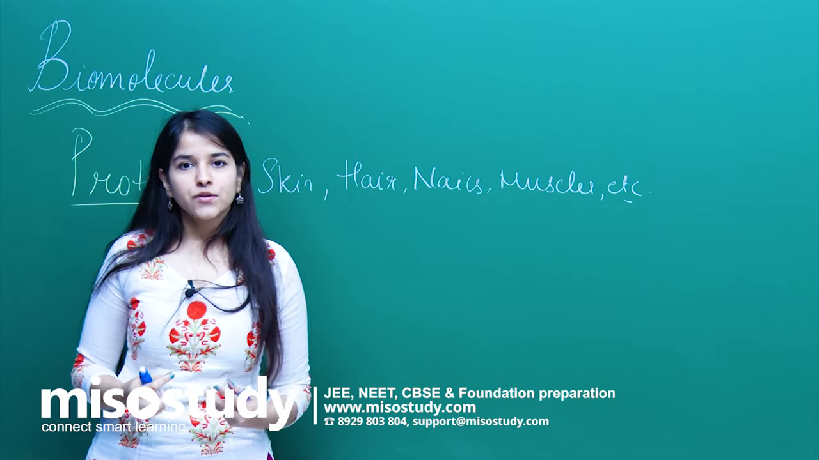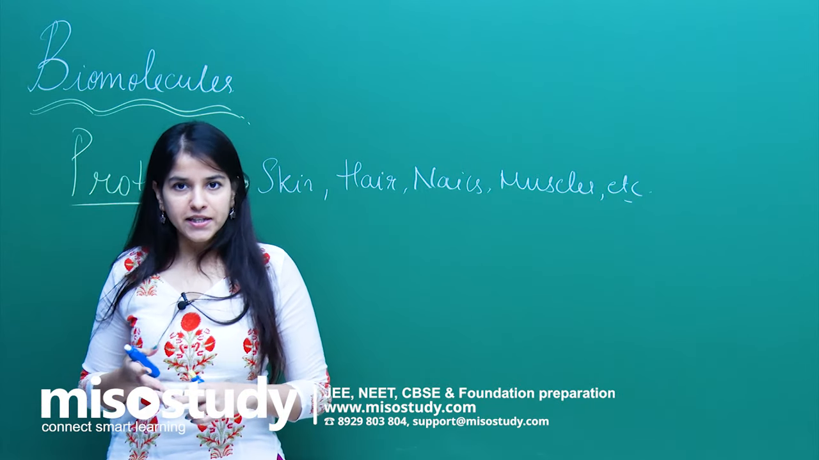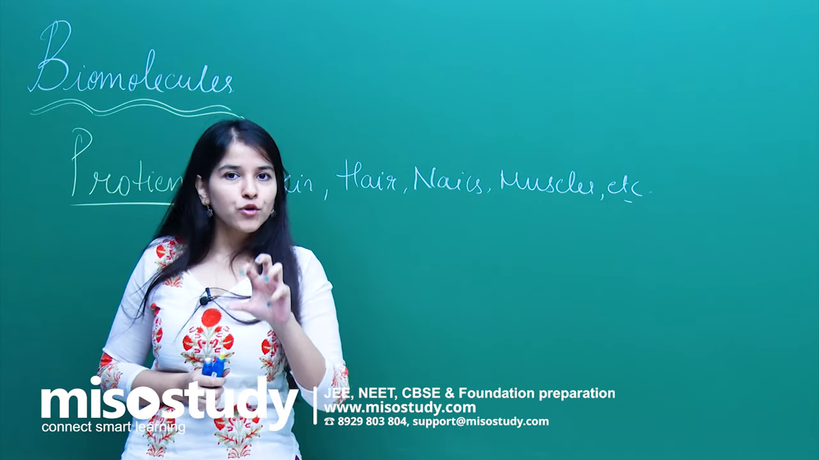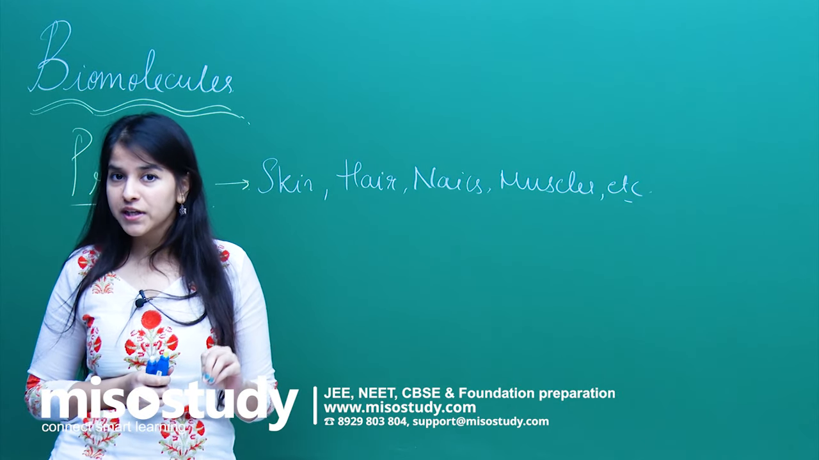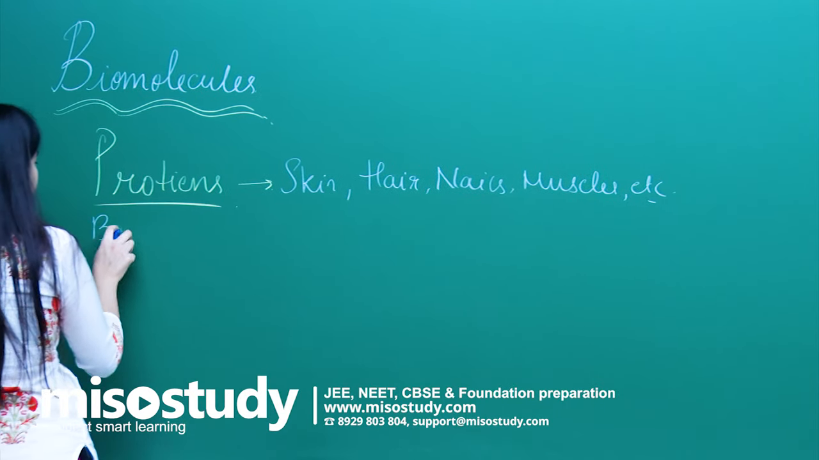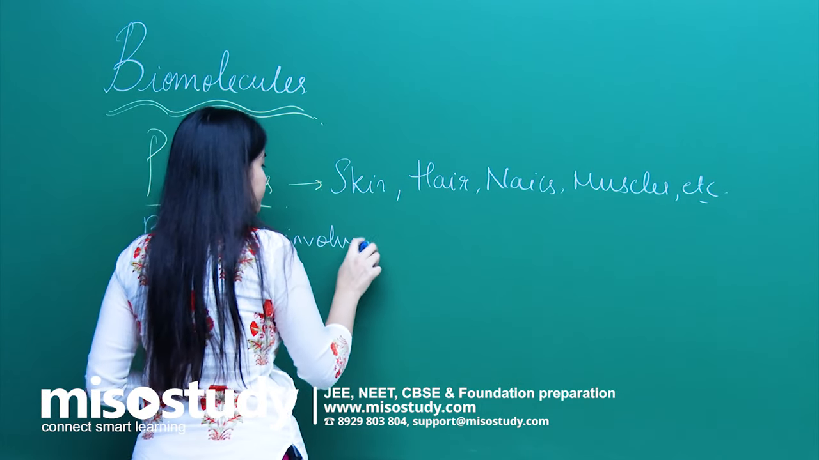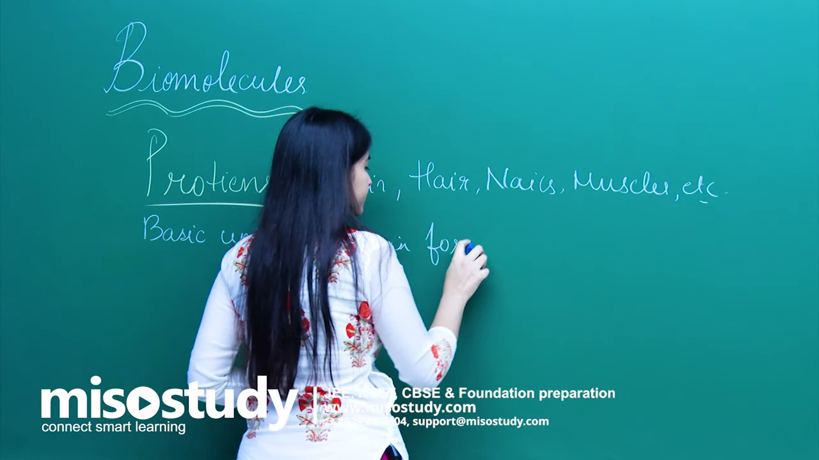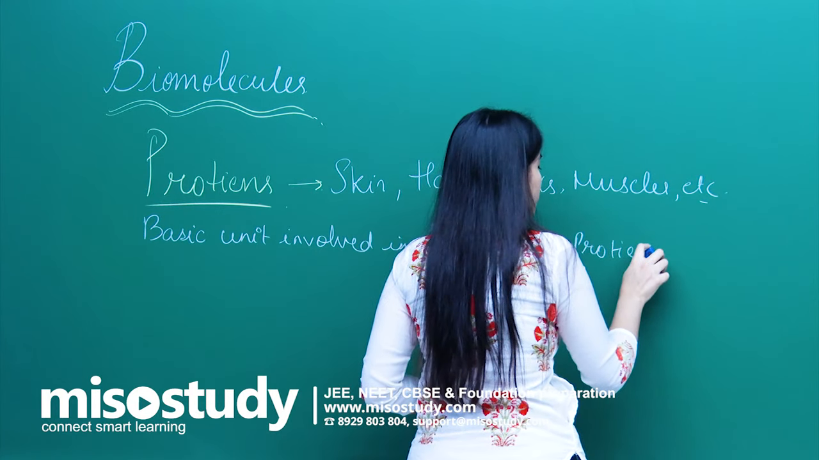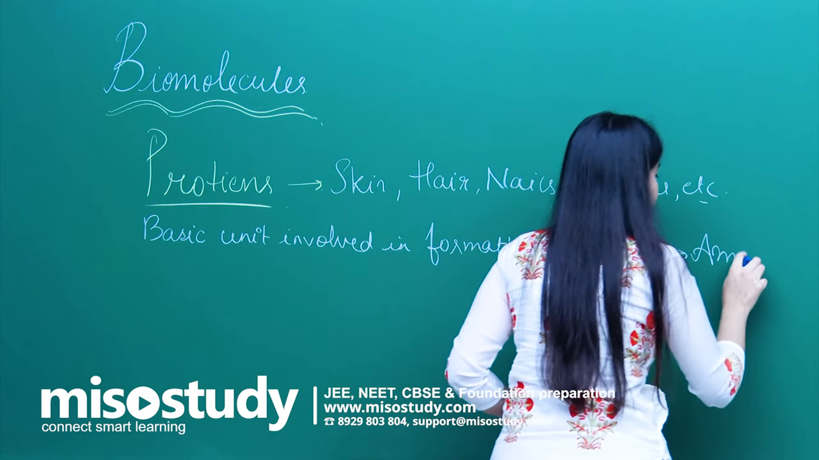So what is the basis of protein? How are the proteins formed? Proteins are formed in turn from peptides, and peptides are in turn formed from what kind of a basic monomer, what kind of a basic unit is involved in the formation of proteins? That is nothing but amino acids. So the basic unit involved in the formation of protein, which we are going to focus upon, is basically amino acids.